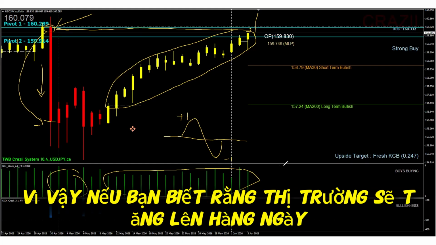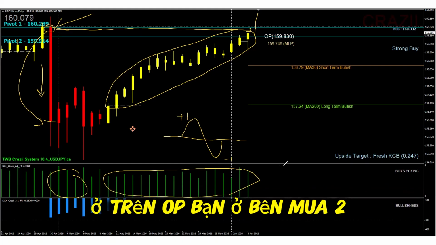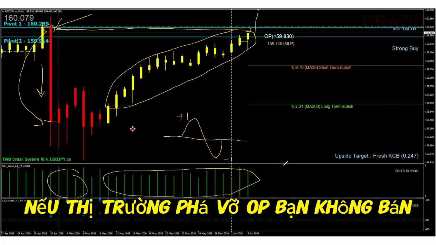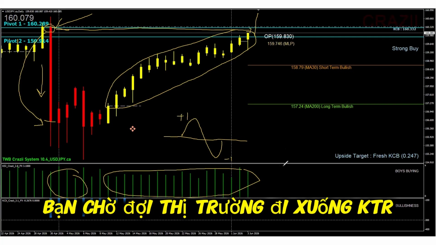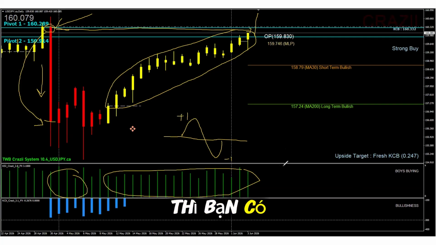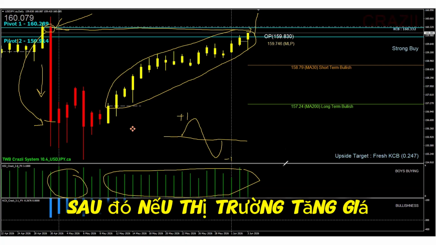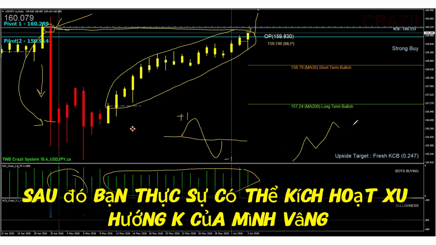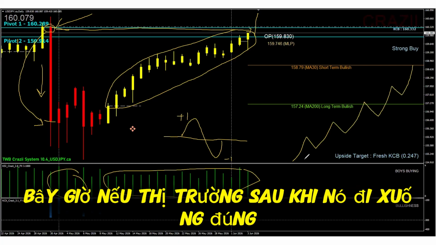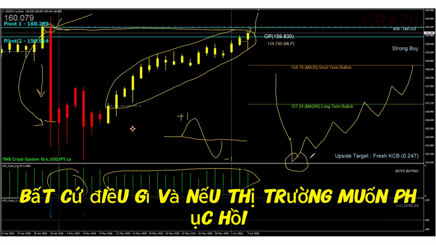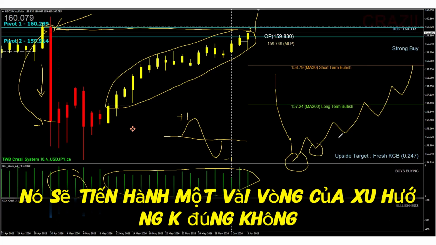All right. So if you know that the market is going to go up every day above OP, you stay on the buy side. Two, if the market breaks OP, you don't sell. You wait for the market to come down to KTR -1, -2, -3. Then you can buy from the bottom. Then if the market is bullish, you can activate your K trend. Now, if the market comes down and hits, let's say, KTR -3 or whatever, and if the market is to recover, generally speaking, it will be conducting a few rounds of K trend.